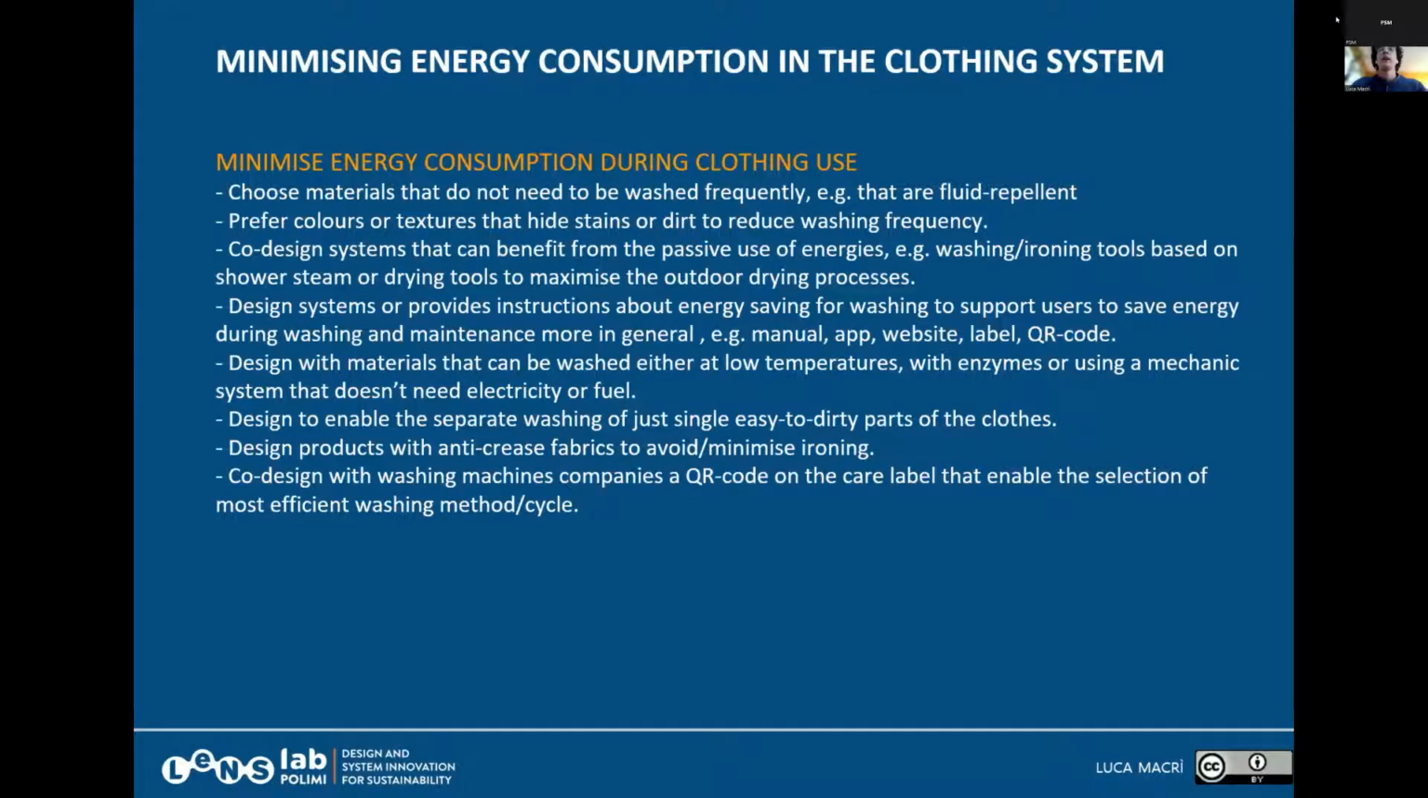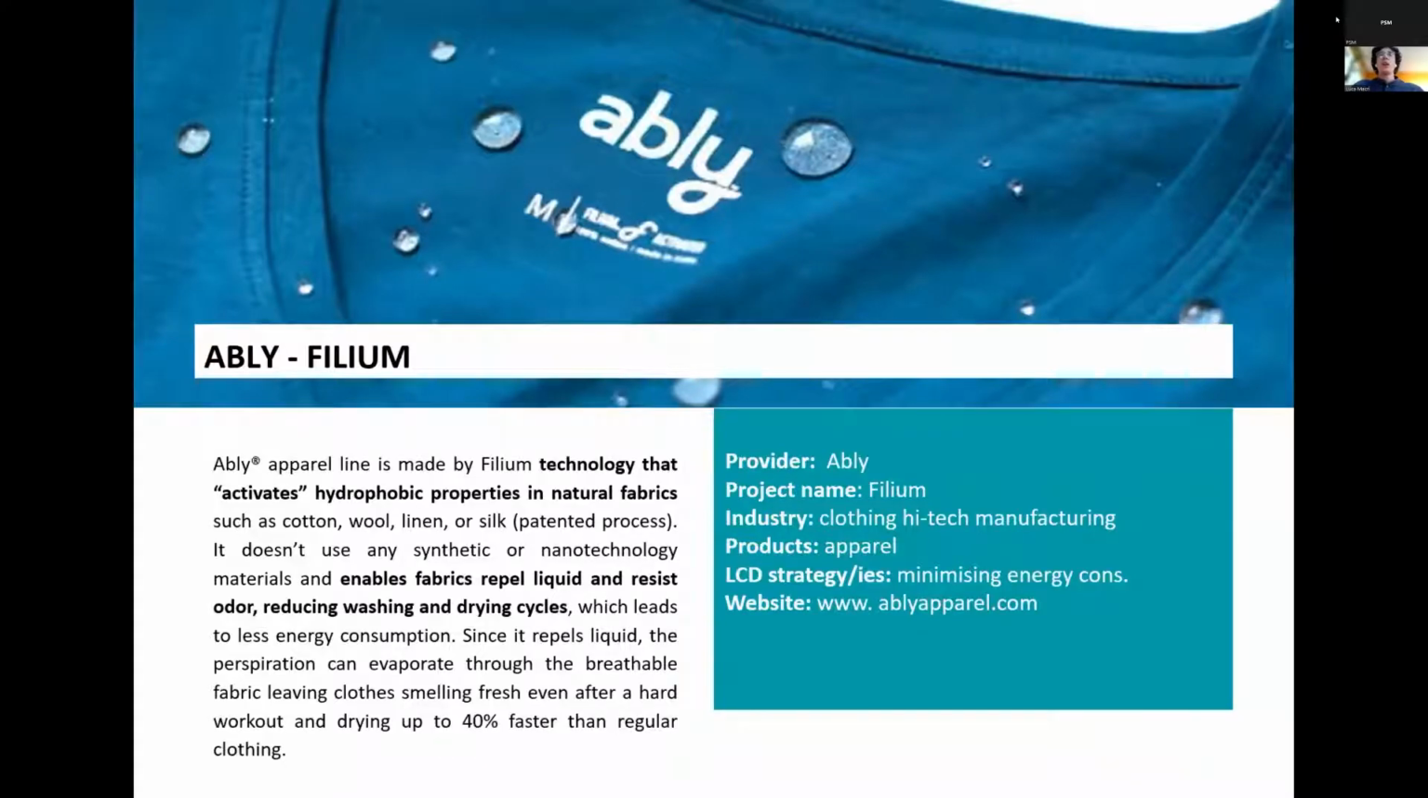This could be done in very, very different ways. You can design clothes to be washed at low temperatures. You can, I don't know, separate the washing of different parts. Then it goes to obviously the creativity of the designer to take the guidelines and to turn them into viable solutions, because guidelines are not solutions, they are just suggestions, a way to put in practice a strategy. But here we have an example.